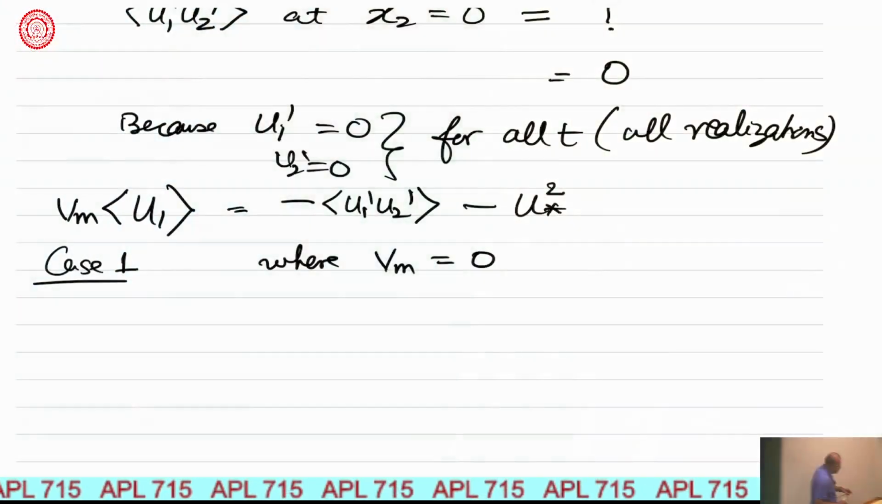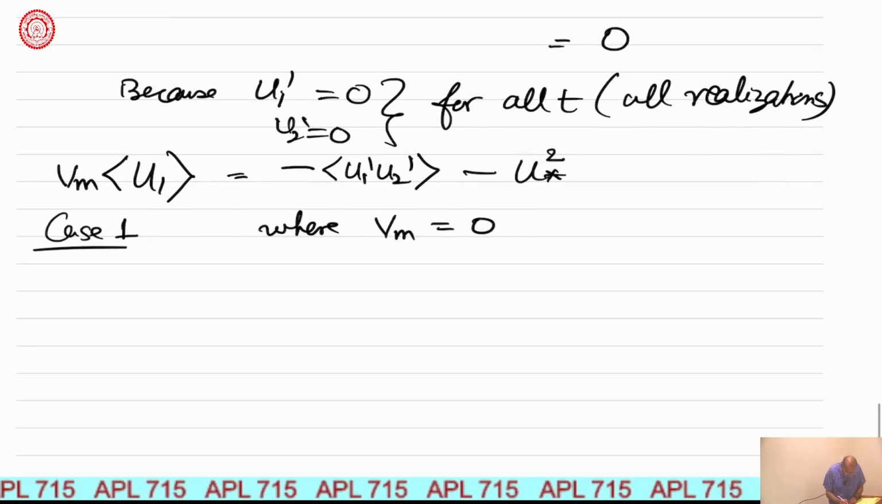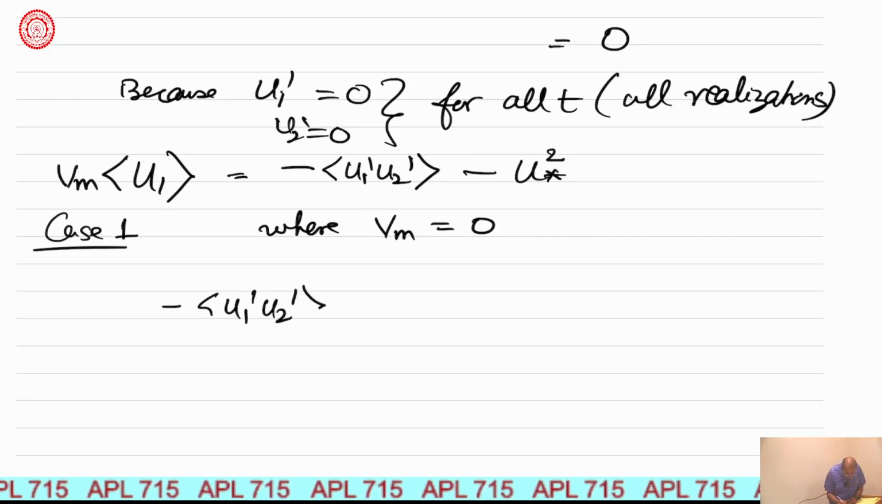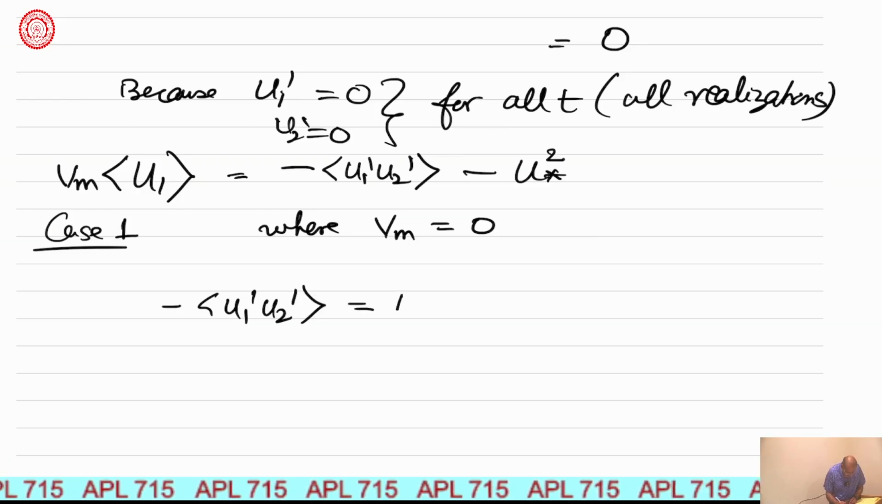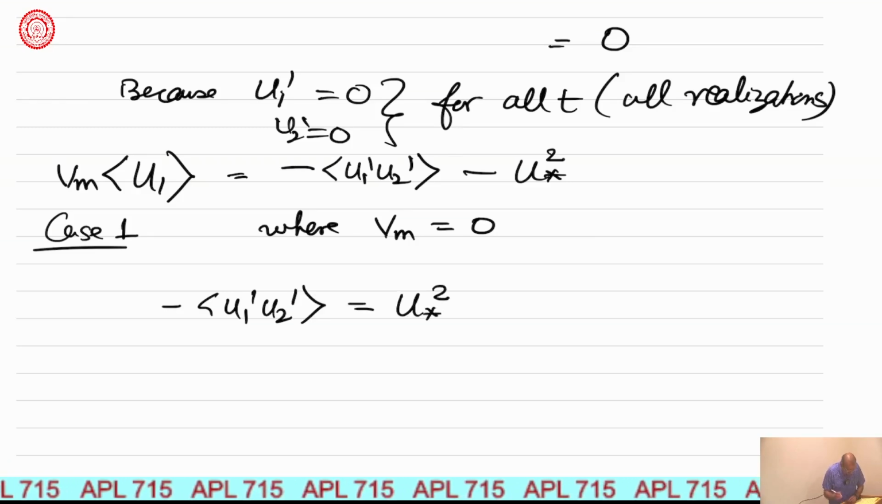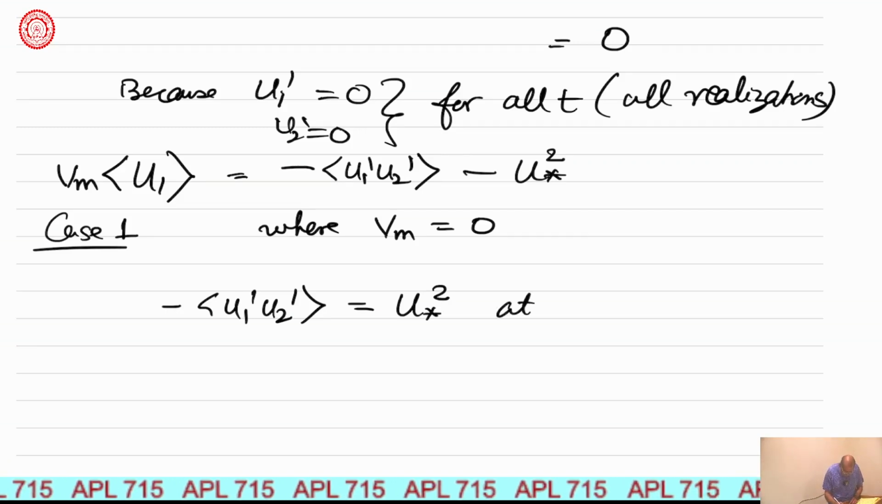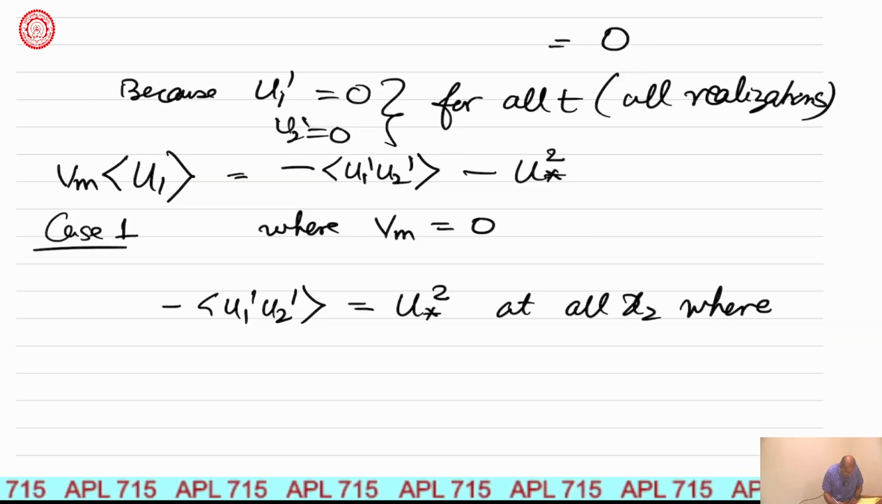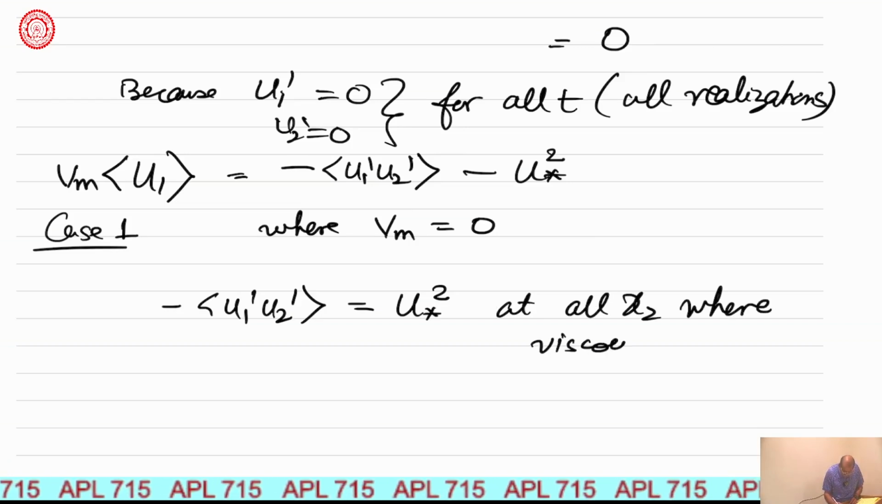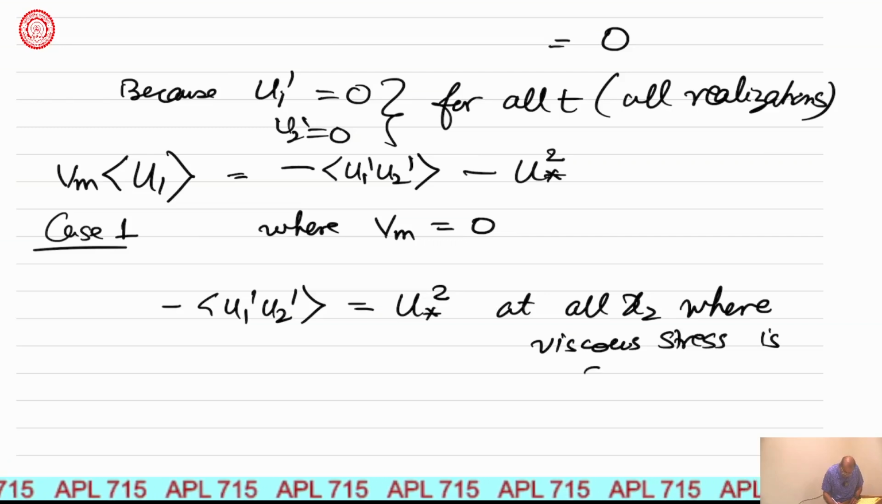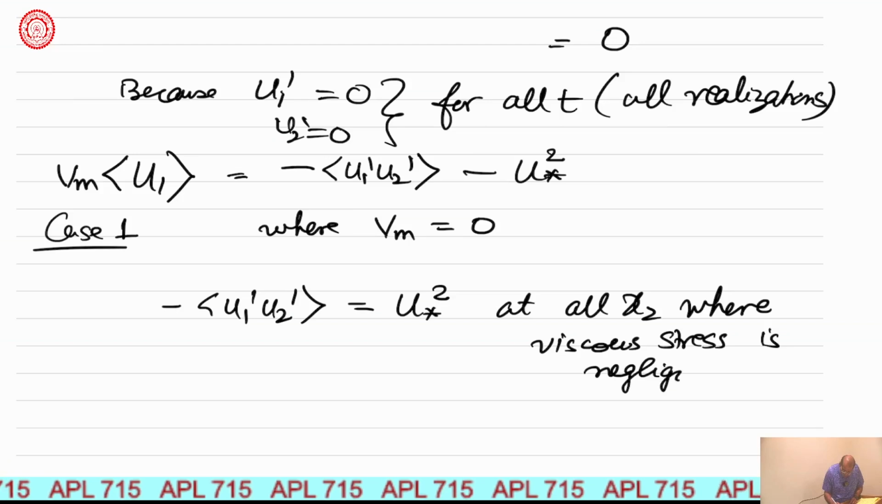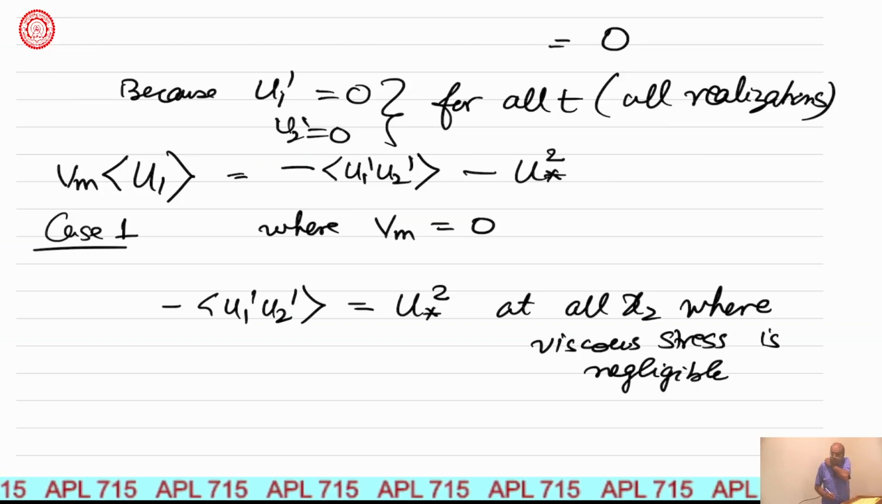Okay. So now let's look at this case. Here what you get is minus U1 prime, U2 prime is equal to U star square. And this is at all x2 where the viscous stress, or the laminar stress, is negligible.